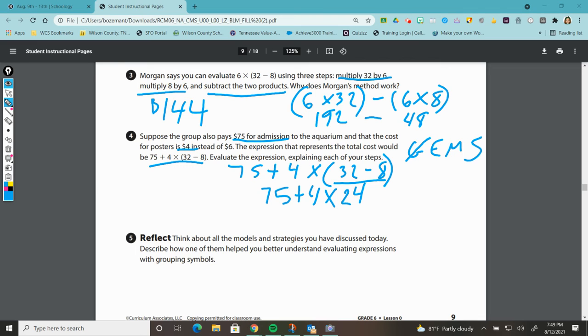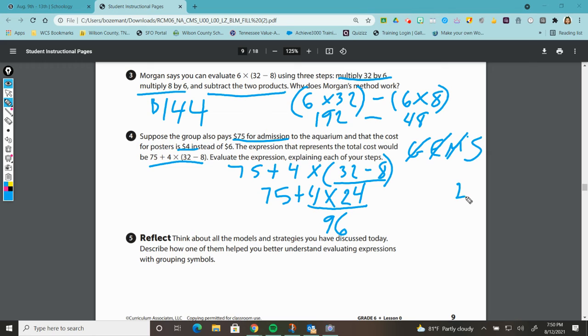So after I have done my grouping, I look for exponents. There's no exponents. So then I move on to multiplication or division. There's multiplication here in this expression. So I want to multiply 4 times 24. 4 times 24 would be 96.